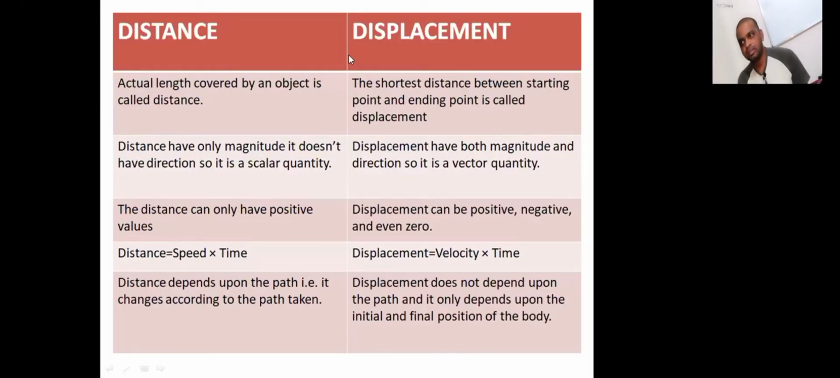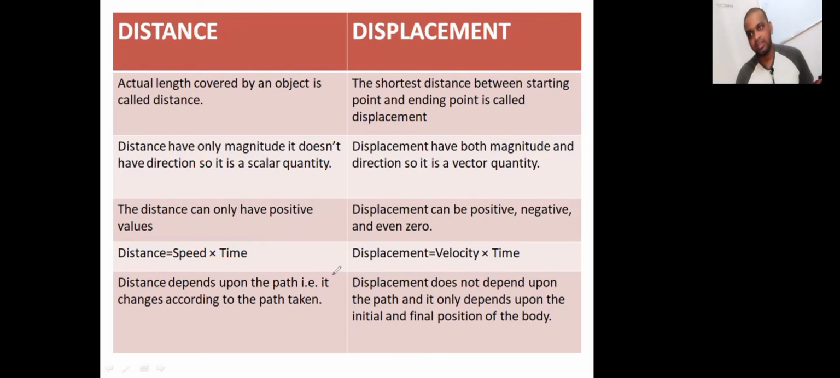And the next point, coming to the formula: distance is nothing but speed into time, and displacement is velocity into time. This is the basic mathematical formula, so that's why I'm not explaining. Distance depends upon the path. See, suppose the person moves in this direction, so it depends upon the path. If you move like this, the distance is less in the second scenario, but in the first scenario the distance is more.